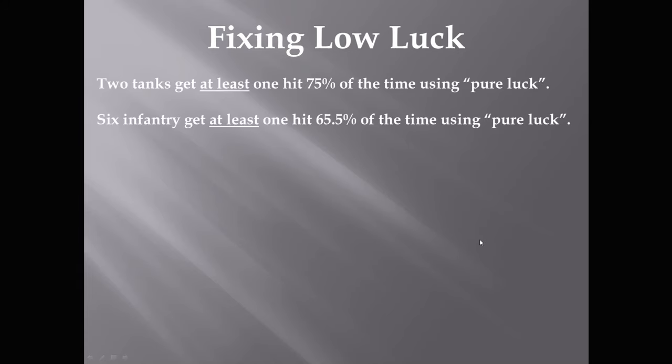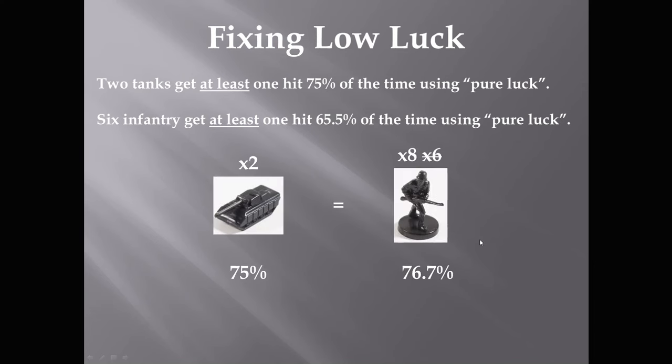With that said, if someone forced me to play a game of low luck, but said that I could try to tweak it to make it more fair, this is how I would do it. Since things that hit at 3 or less are essentially a coin flip, this is the standard by which all other units should try to align themselves. So since 2 tanks get at least one hit 75% of the time, that should be the gold standard. And in comparison, 6 infantry get a hit at least 65.5% of the time. So there's a disparity there that really is only made up by adding 2 more infantry.